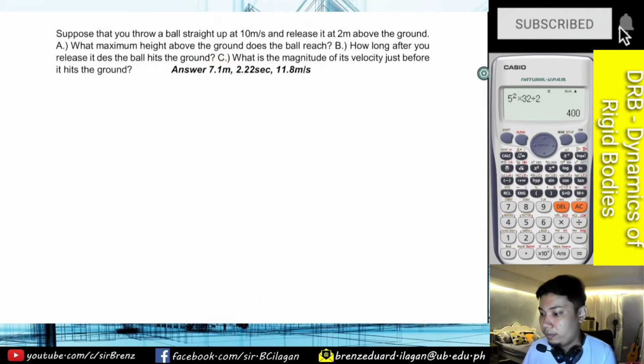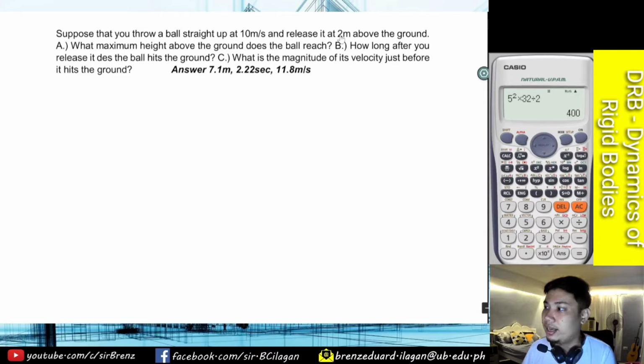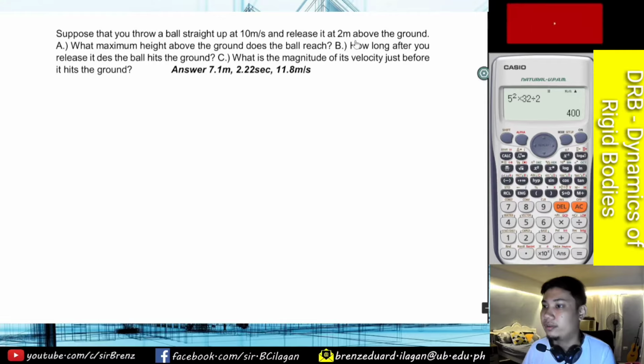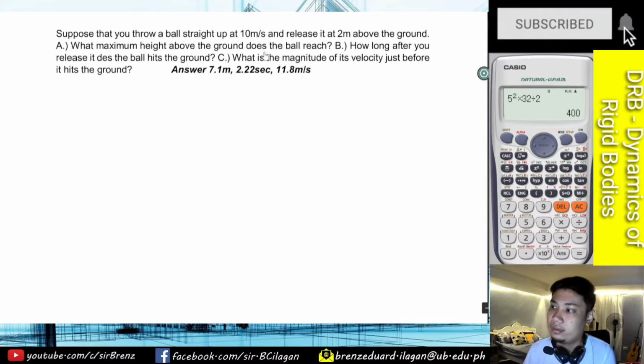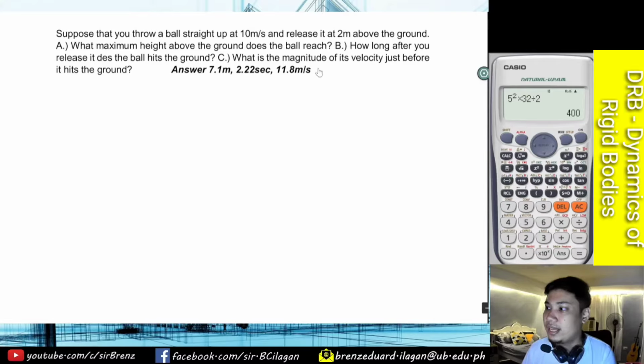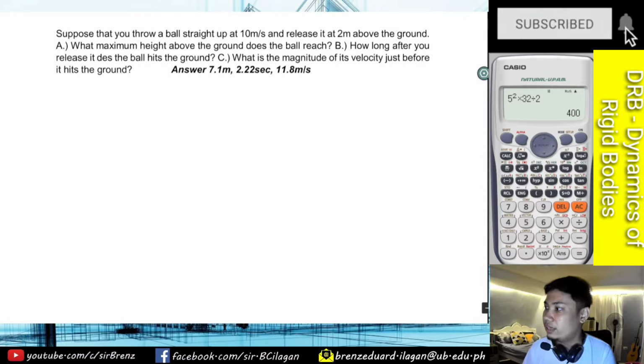Okay, so problem number 2. So basahin natin. Suppose that you throw a ball straight up at 10 meter per second and release it at 2 meters above the ground. So for letter A, what maximum height above the ground does the ball reach? Letter B, how long after you release it does the ball hit the ground? So what is the magnitude of its velocity just before it hits the ground? So meron tayong tatlong tanong na hinahanap dito.